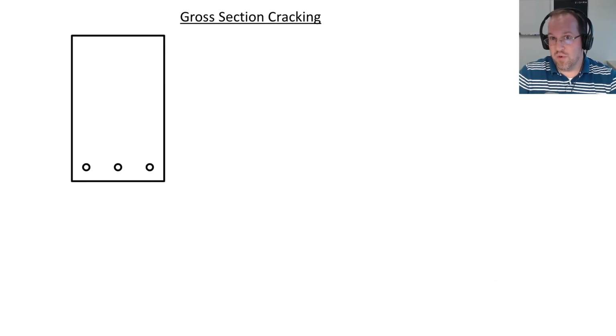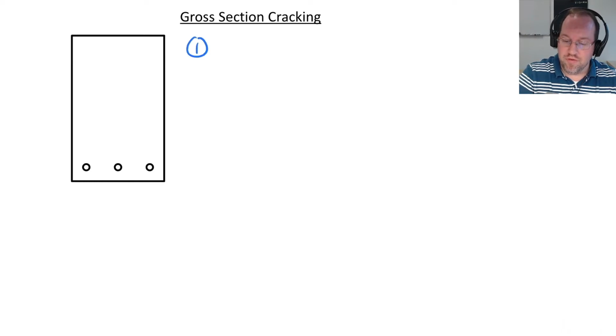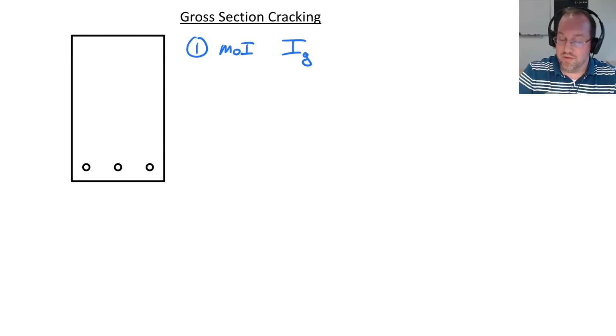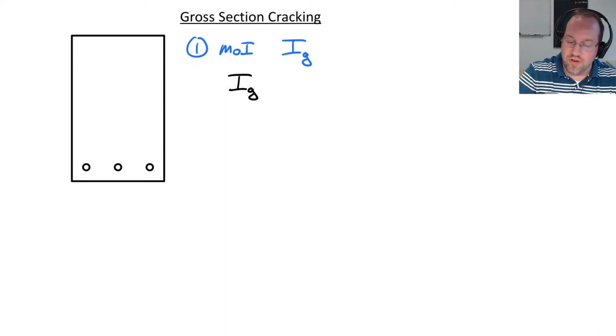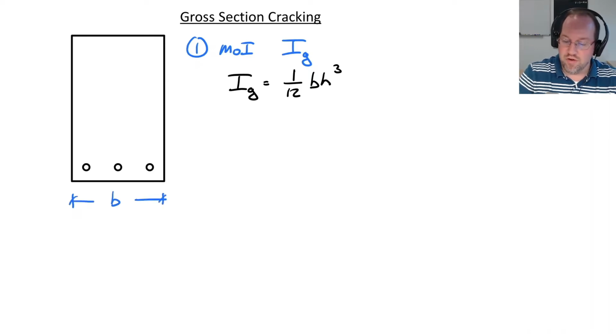We're going to start with a quick derivation and discussion of some of the theory that we're going to use for the gross section area. So the first thing that we need to be able to calculate is our moment of inertia, and it's going to be the gross moment of inertia, I sub g. Now, in this case, I'm dealing with a rectangle, so that's pretty straightforward. I sub g for a rectangle is 1/12 base times height cubed, where the base dimension here, b, is the width of my concrete section, and then h is the total height of the section.